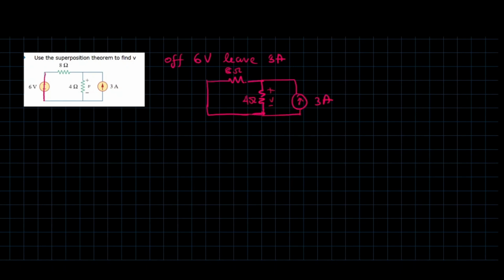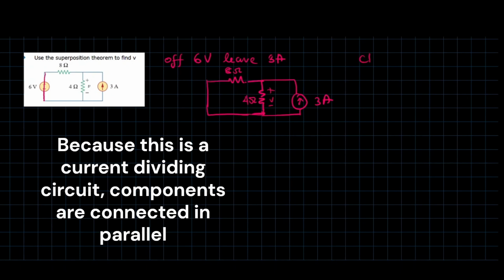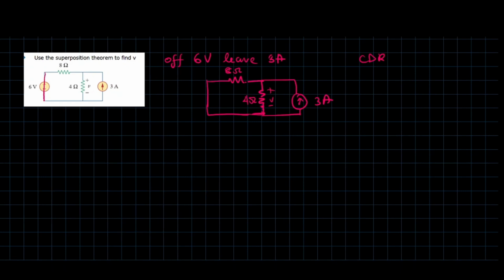Now to find the voltage here, we can use the current divider rule first. When we find the current at this position, we can then multiply resistance times current to get the voltage. Using the current division rule, remember you use the opposite of the resistor you want to find the current across: 8 over 4 plus 8 times the current source. So the current across the 4 ohms is 2 amps, and therefore the voltage there is 2 times 4, which equals 8 volts.